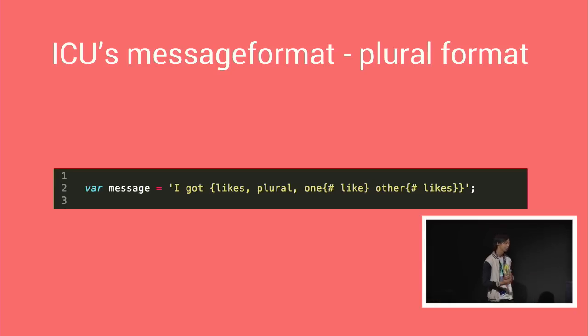And here's an example of plural format. The markup begins with a curly bracket and ends with a curly bracket. And we pass in a variable, which is the counter. In this example, it's called likes. The second argument is the type of formatting, which is plural in the pluralization case. In the third, you can see, we need to define some submessages that correspond to each plural form. And for English, we need to define at least two submessages because there are two plural forms, one and other.